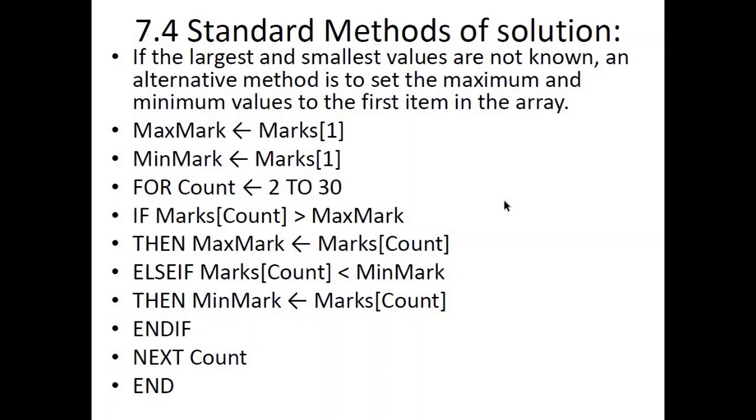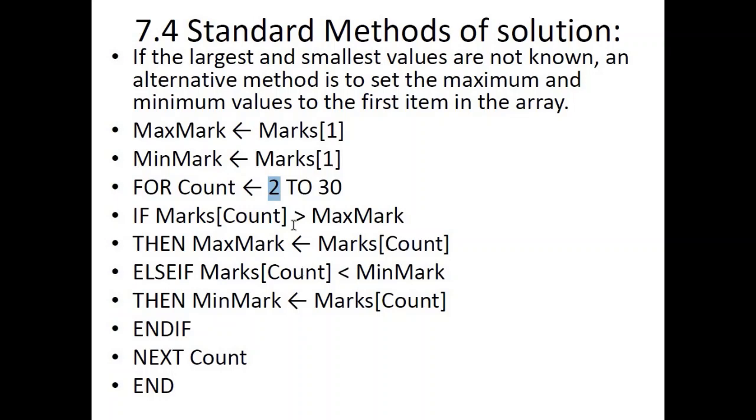If the largest and smallest values are not known, an alternative method is to set the maximum and minimum values to the first item in the array. Let's suppose you have to search an array and you have to find what are the minimum and maximum values in a given array. So what you can do is simply set the max marks and minimum marks with the value of whatever is at the first position of that array. For example, max marks equals marks 1, marks would be our array, and minimum marks also as marks 1, and for count 2 to 30. In that case, if you are following this method, just remember to run your count from the second position and not from the first position.